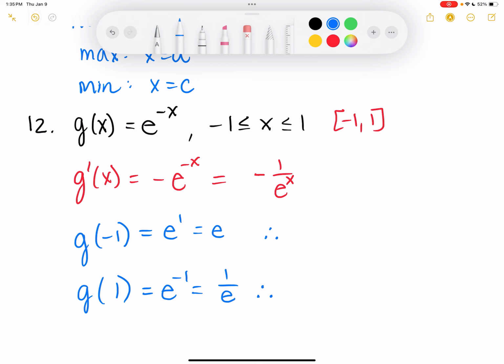Are there any values that make this 0 that would be classified as a critical point? No. If we set this derivative equal to 0, there's nothing that's going to make that 0. So that's why we're only using the endpoints. So this is going to be the max at x equals -1, and this is going to be a min at x equals 1.